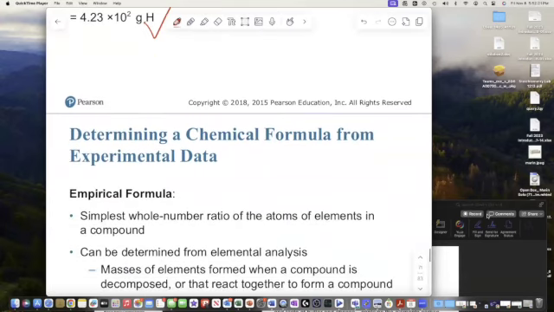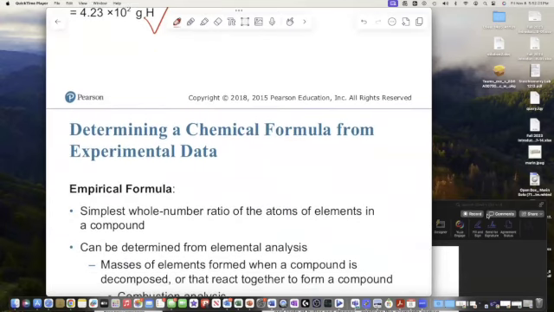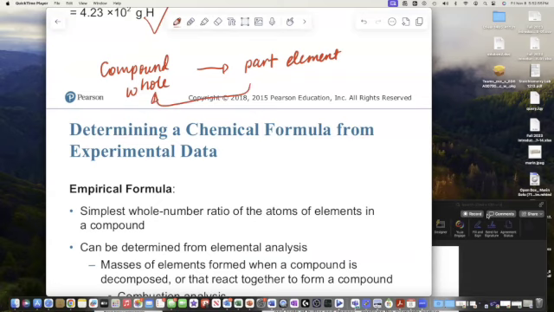The next section here is about determining the chemical formula from the experimental data. So in this section, to quickly review what I just covered, we went from a compound, or the whole, and then we got information on the parts, right? One of the parts was the percent of the part in the whole, and the whole will be the compound, the part is usually the element, right? So we did the percent by mass of the element in the compound. That was a part to whole relationship.